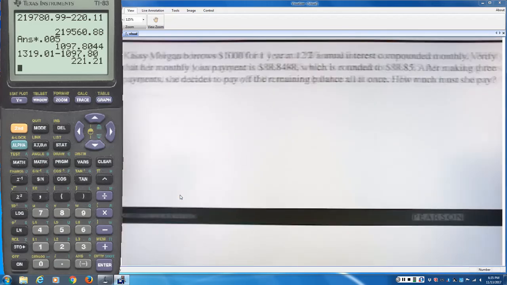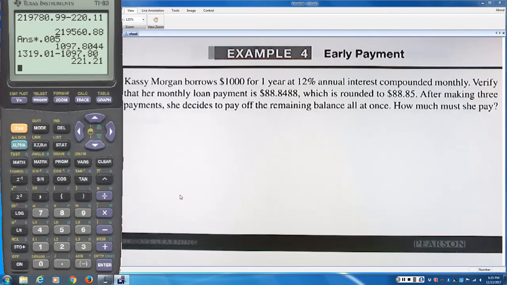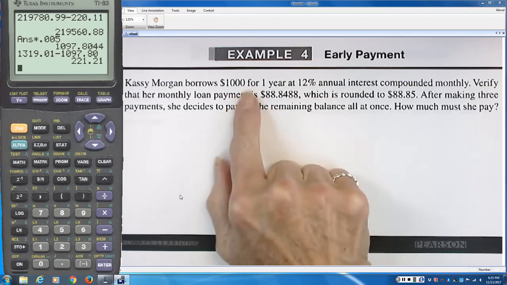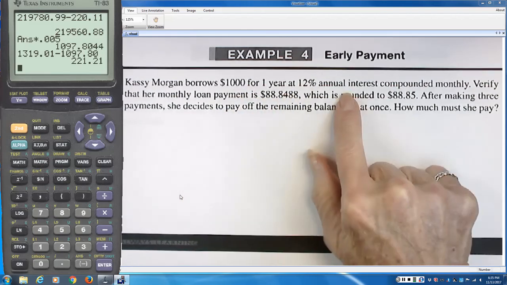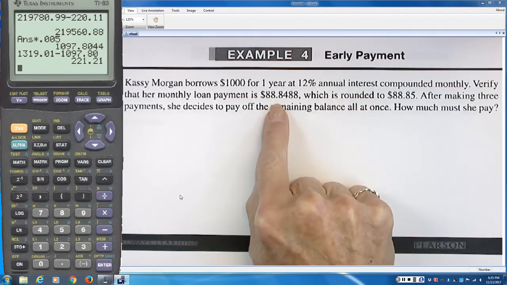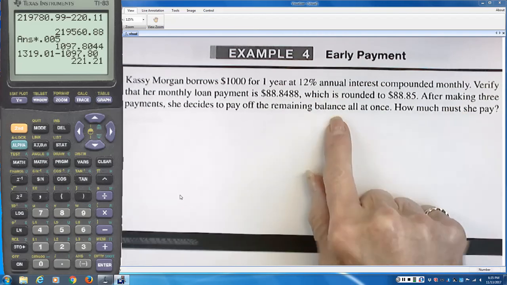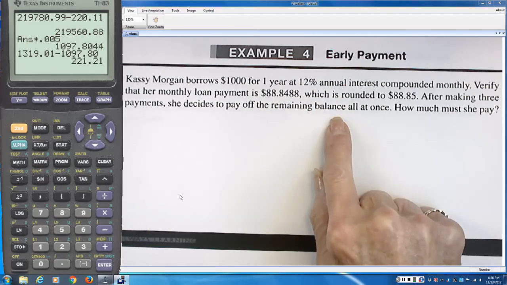Now the question comes up, is there a benefit to paying it off early? And the answer is yes. There's a great benefit. The earlier the better. So Cassie Morgan borrows $1,000 for 1 year at 12% interest compounded monthly. Her monthly payment is going to be $88.84, actually 85 cents. They've rounded it to 4 decimals, but I just went ahead and called it 85 cents. And after making 3 payments, she decides to pay off the remaining balance all at once.